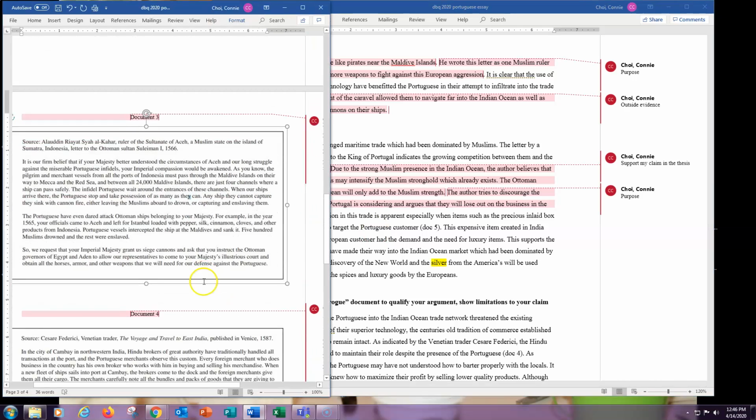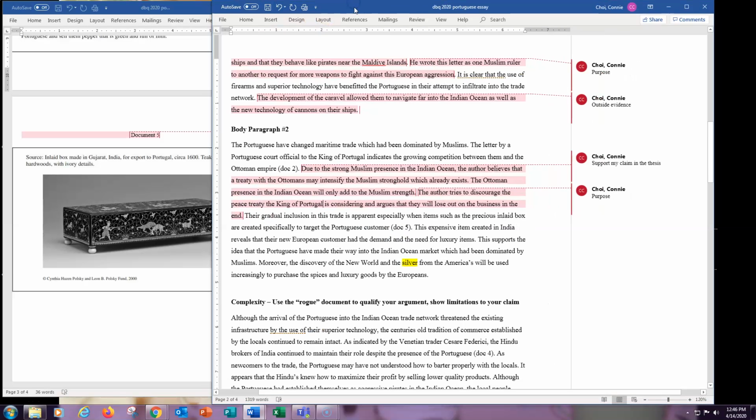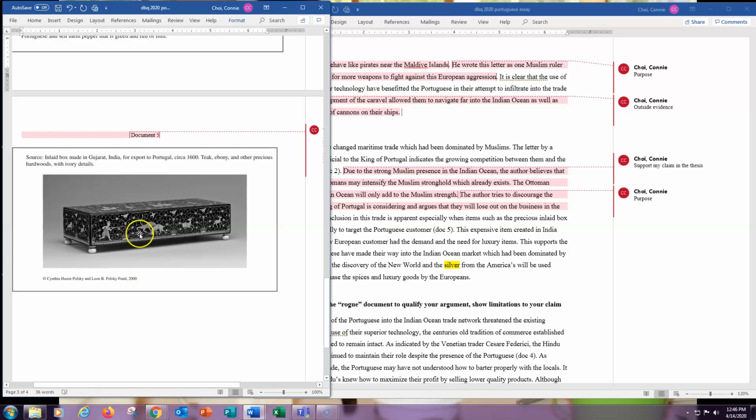Doc 5. I am now going into this document, which is this box, which a lot of students were confused with last year. Now the source tells us that this box is, we don't really know what the purpose of it is for, but we do know that it is a luxury item. It is made in India, and it's made to go to Portugal. And it's made out of really expensive items, teak, ebony, and other precious hardwoods with ivory details. We know this is probably something expensive. And we can see in the details that there is a European, most likely a Portuguese, embellished on the box.